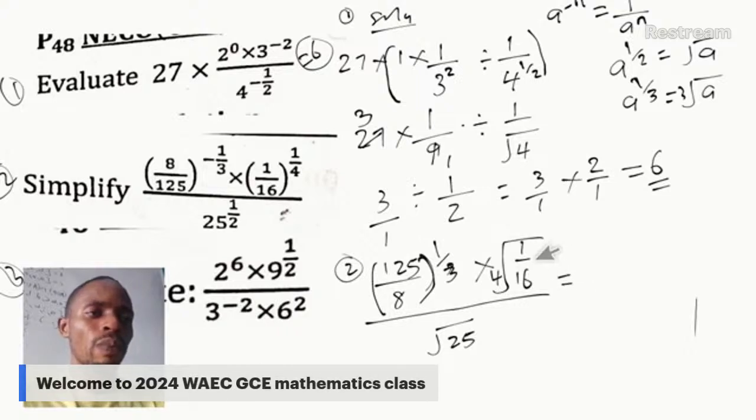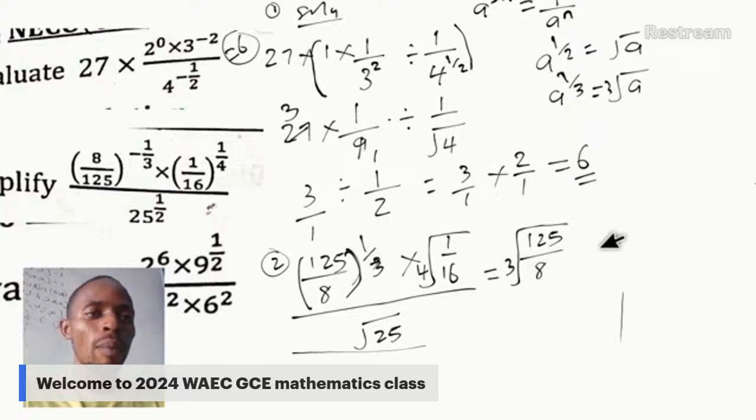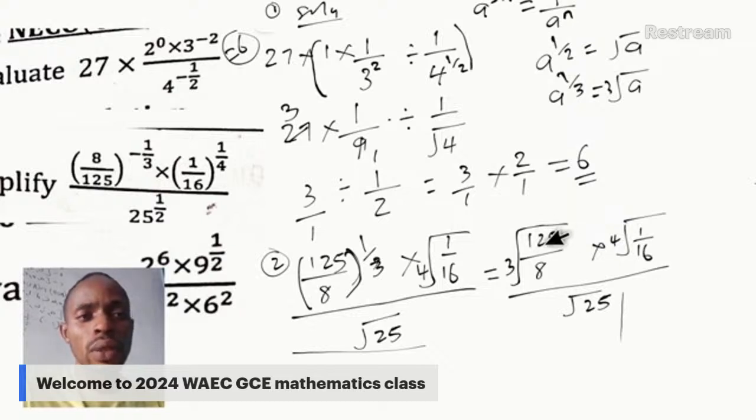So this one will be equal to, let me create more space. When you find the cube root of this, it will be equal to 125 divided by 8. So we want to find the cube roots. Because of this, it means that I find the cube root of this question. Multiplied by, same thing here, you have to find the fourth root of 1 over 16. So divided by the square root of 25.